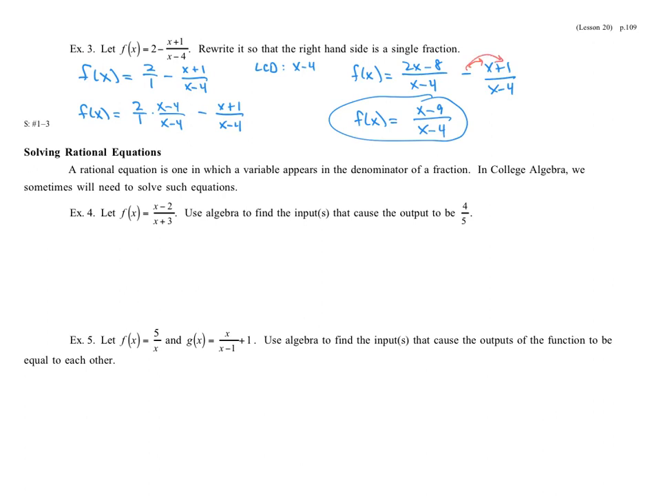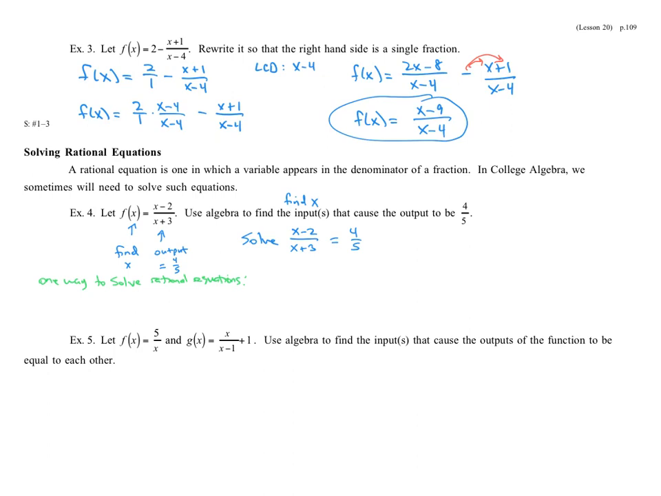The next few problems are a little different. We're going to be solving rational equations. A rational equation is one in which a variable appears in the denominator of a fraction. In example 4, we're given the equation of function f, and the directions say we're supposed to find the inputs that cause the output to be 4/5. If we use algebra to do this, we have to solve a rational equation.